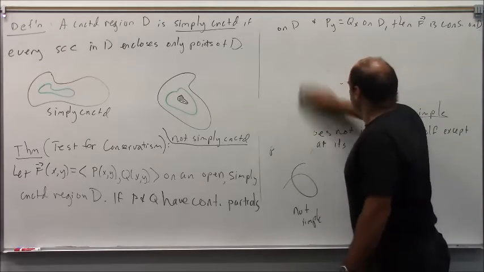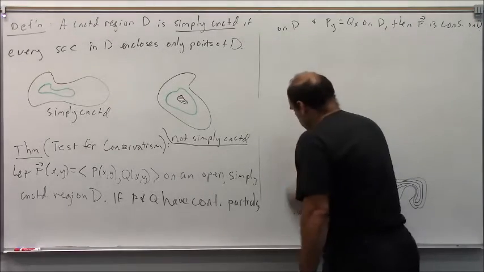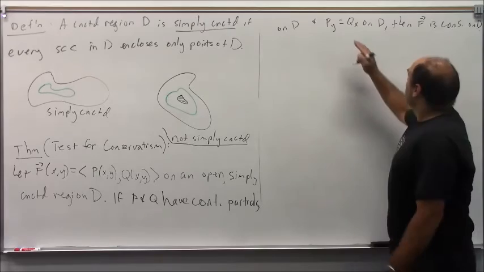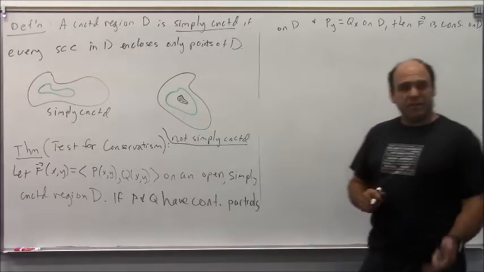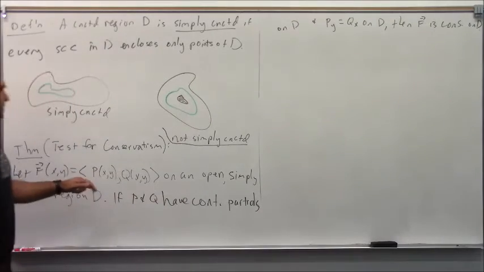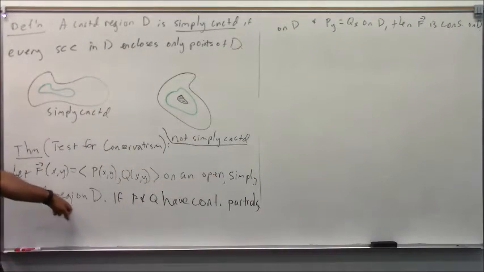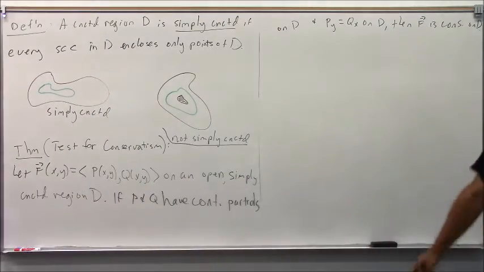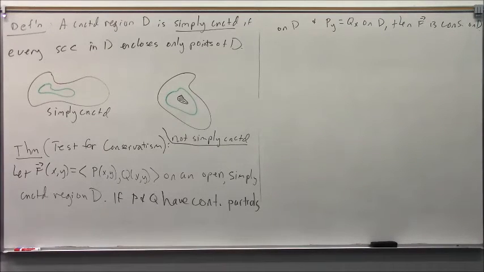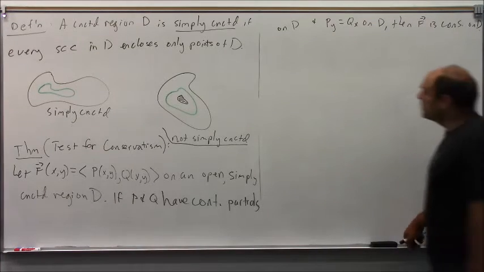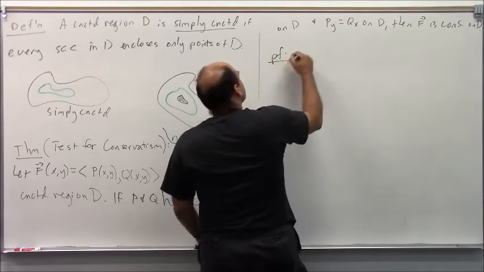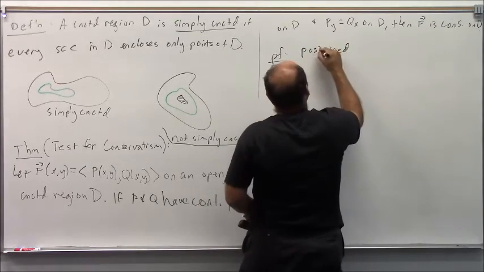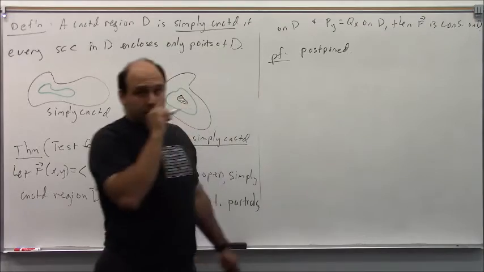So this gives us a converse to our earlier partial test for conservatism. It says, if P sub y equals Q sub x, then F is going to be conservative as long as you're doing this on an open, simply connected region and the partials of P and Q are continuous. So things have to be kind of nice. You can't have holes, the region has to be open, and P and Q have to have continuous partials. The proof of this is postponed. We will prove it later, after we develop some more tools to work with. So we're going to come back to it.